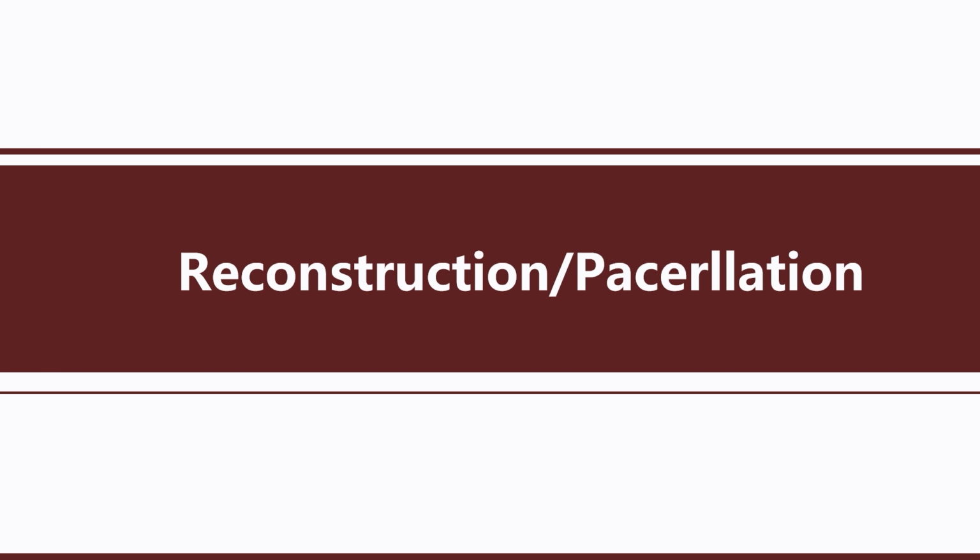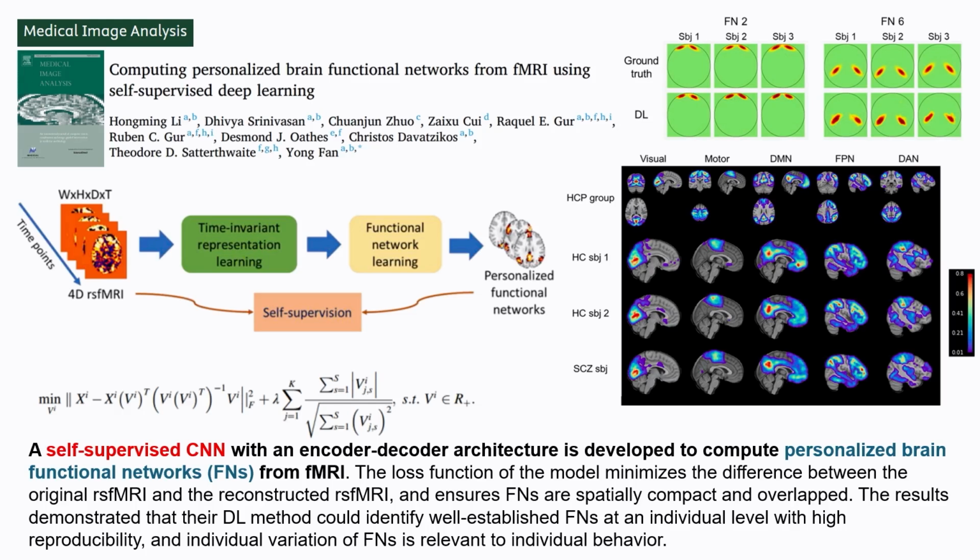Okay, so the next part is reconstruction and parcellation. Here, different from mental disorder diagnosis, deep learning can also be used for super resolution. As we know, in many cases, 7T images are hard to obtain. So based on image enhancement, many people are trying to use 3T data to simulate 7T MRI data. And this is a self-supervised CNN with an encoder-decoder architecture, developed to compute personalized brain functional networks from fMRI. So here they are using DL to calculate personalized functional parcellation.